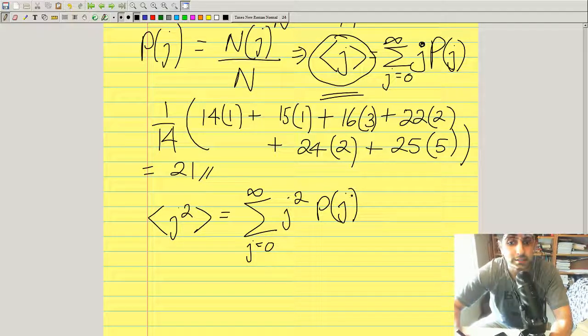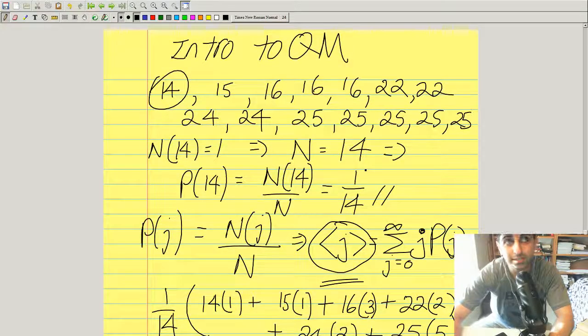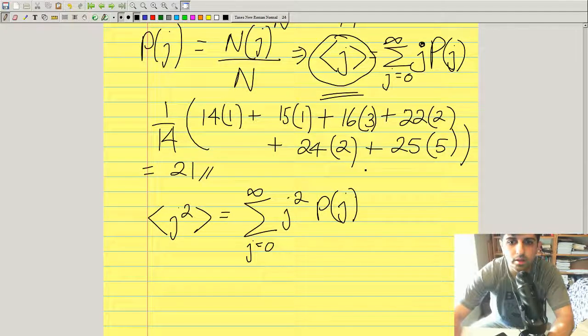Well, technically, it's going to be the age squared times the probability of getting that age, but the probability of getting that age squared and the probability of getting that age are actually the same in this sample, right? Because if you have 14, the age squared will be 14 squared, and the probability of getting that is 1 over 14 still, right? So that is the formula for j squared.